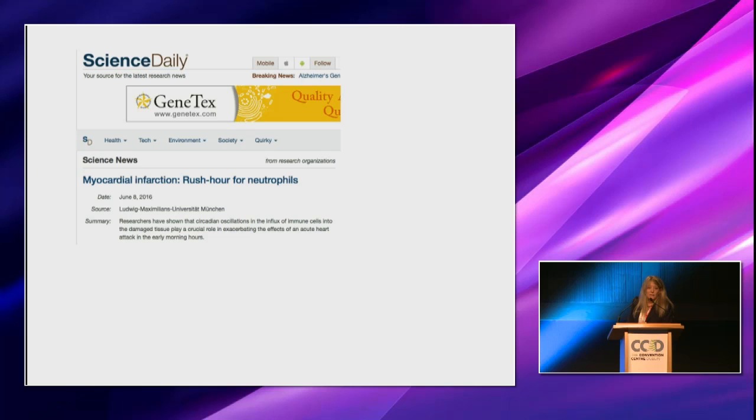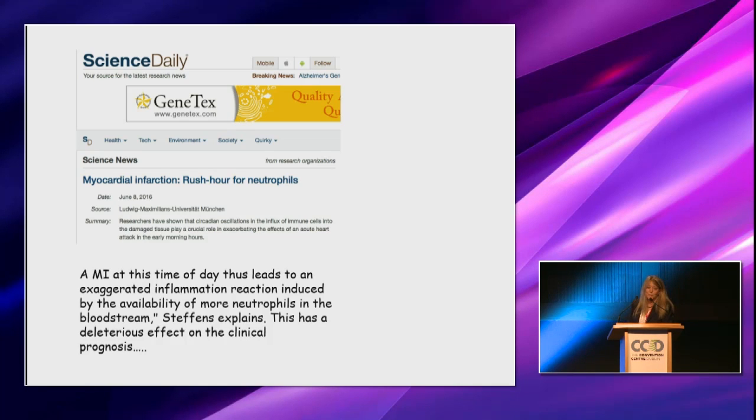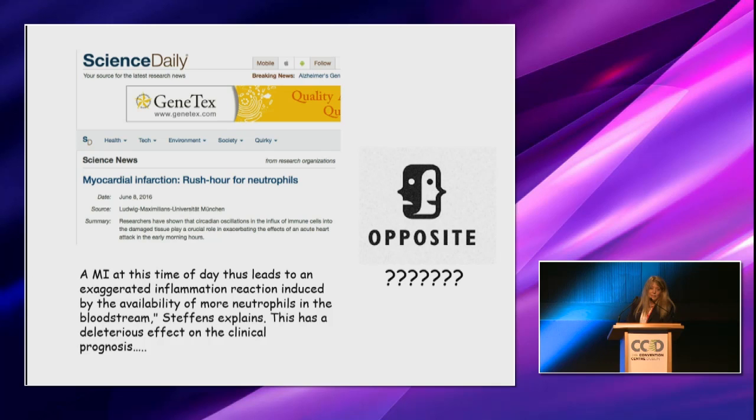So we were very puzzled, and this was actually the subject of a lot of media attention recently too: myocardial infarction, rush hour for neutrophils, and they made clinical claims based on this as well. An MI at this time of day leads to exaggerated inflammation induced by the availability of more neutrophils in the bloodstream. It has a deleterious effect on the clinical prognosis. And so we were very confused because this is the opposite finding. We found it had a beneficial effect.